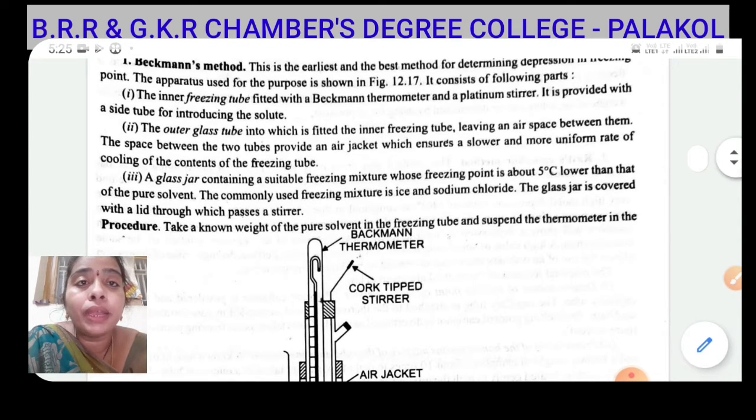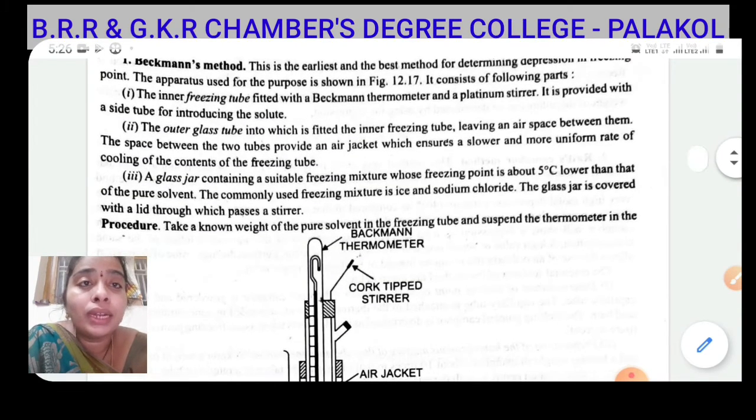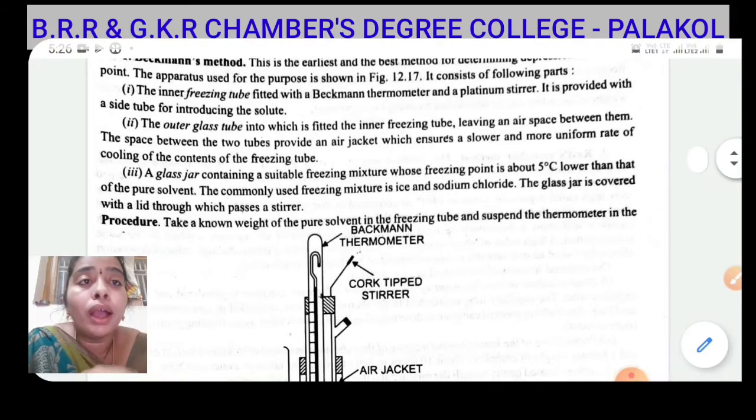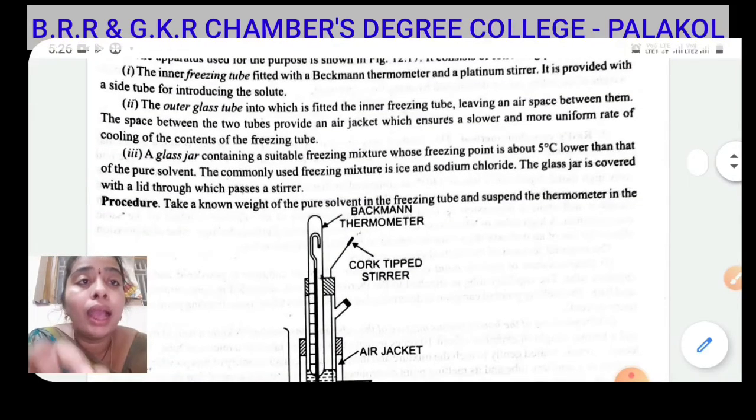The space between the two tubes provides an air jacket, which ensures a slower and more uniform rate of cooling of the contents of the freezing tube. The outer glass tube is used to hold the freezing tube, leaving an air space, so the freezing tube cools uniformly.